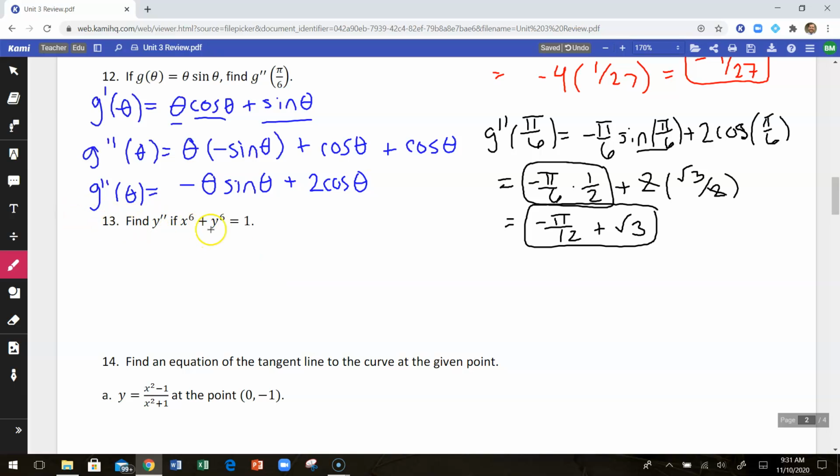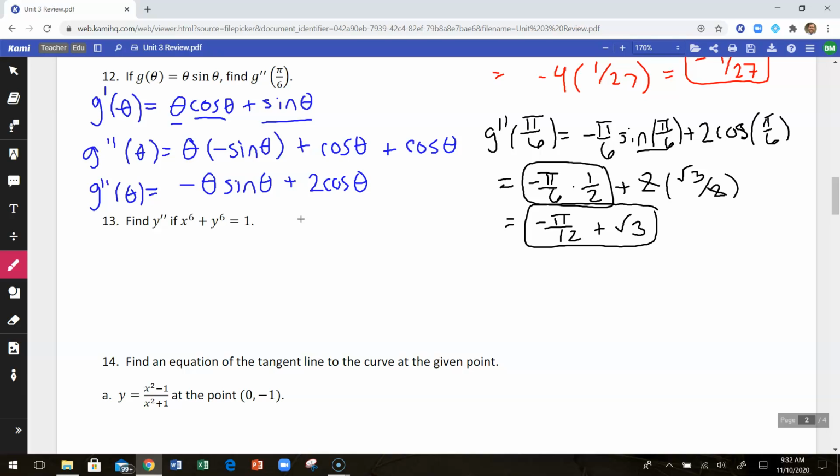Number 13, it says to find the second derivative, and we have x to the 6th plus y to the 6th equals 1. So what you could do here is rewrite this solving for y, and then we could find the second derivative. That way we could use implicit differentiation and then find the second derivative doing that. The easy way to do this one would be to solve for y first. I know that it's set up to do implicit right now, but it's not going to be hard to get y by itself. So I will do that, getting y by itself, and then we'll look at taking the derivatives.